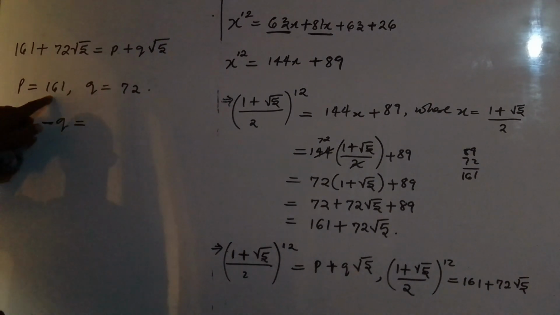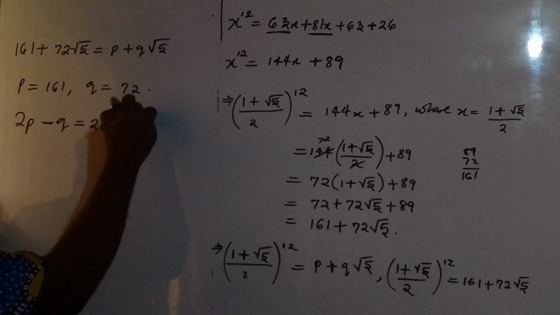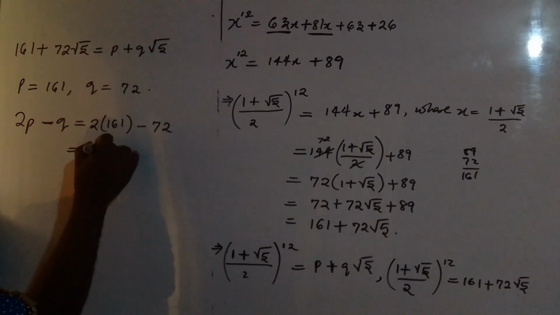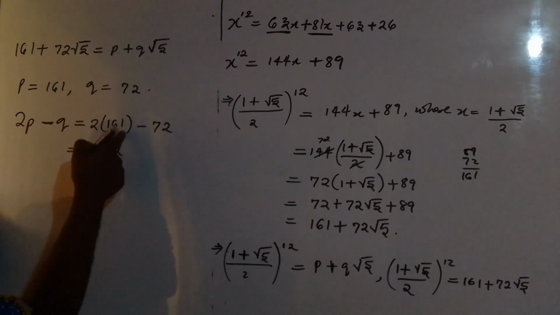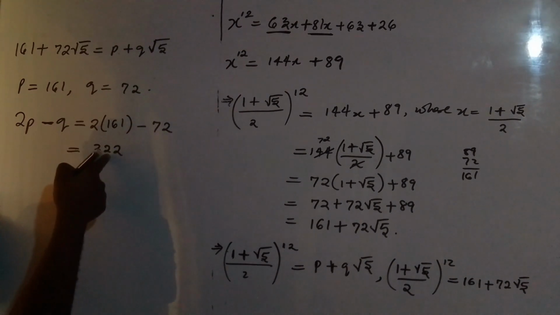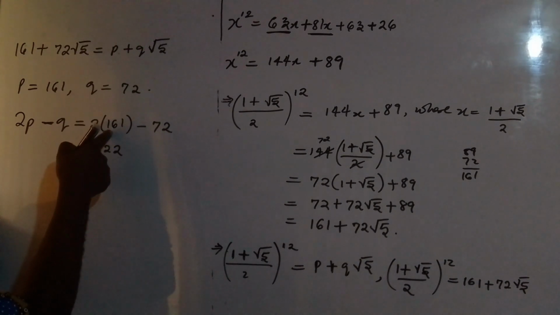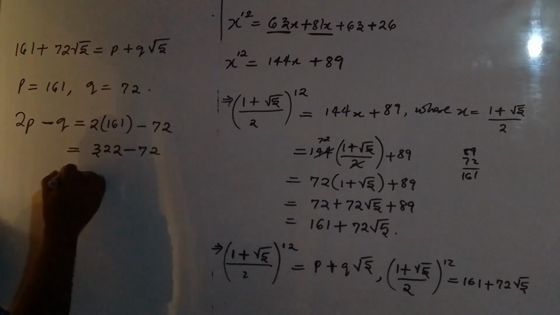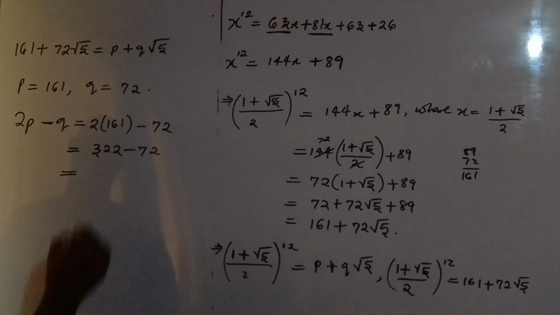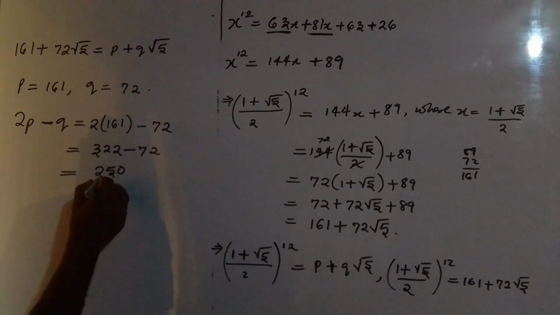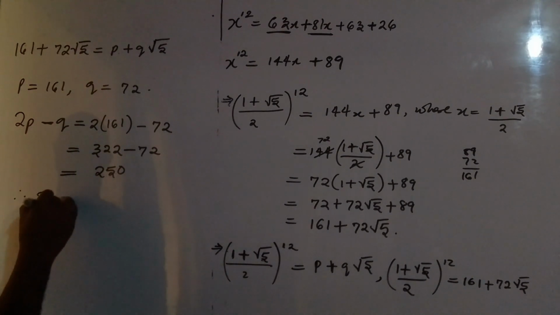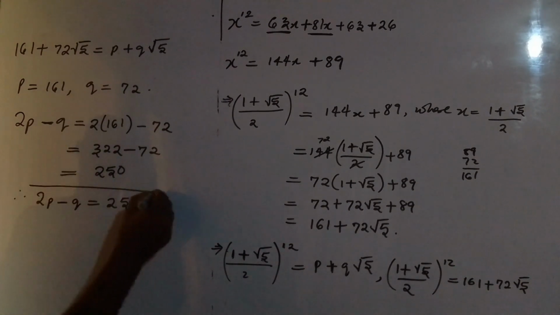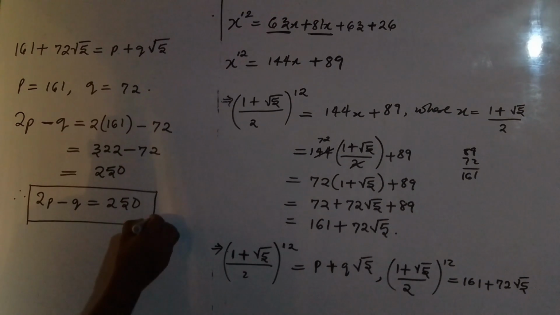Of course, p is 161, that's 2 times 161, minus q, which is 72. 2 times 161 is 322, then minus 72. If we do the subtraction, this is going to give us 250. So there you have it. Therefore, 2p minus q is equal to 250. This is the final result, guys.